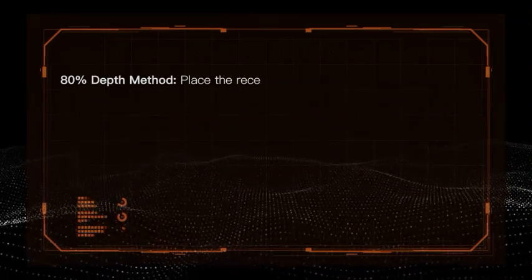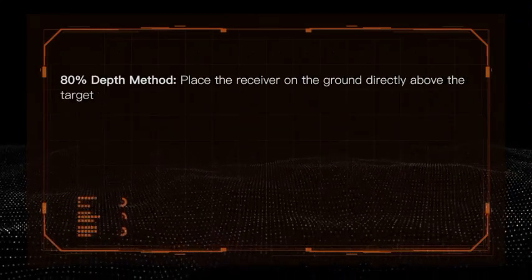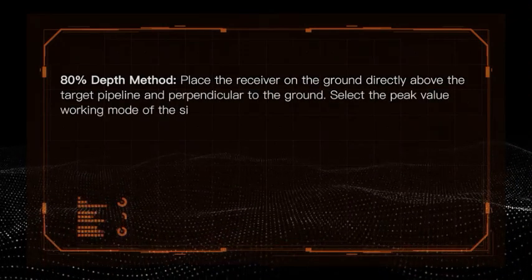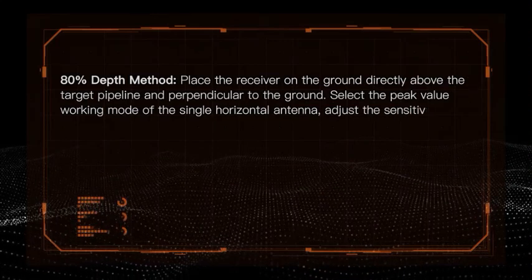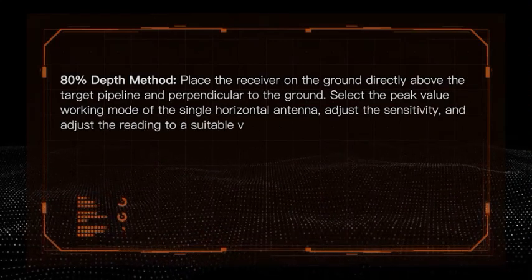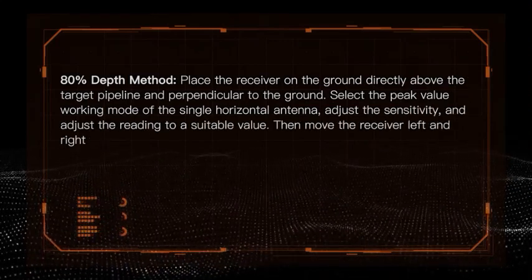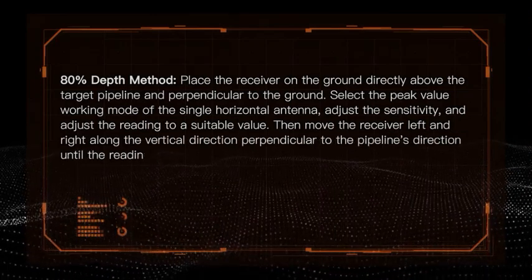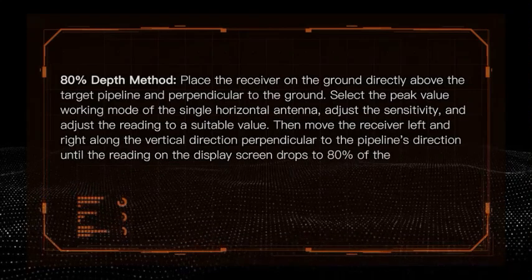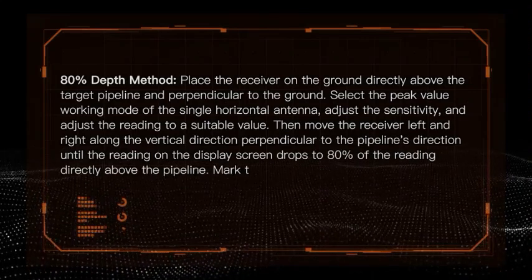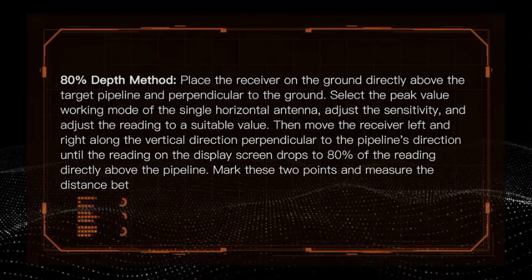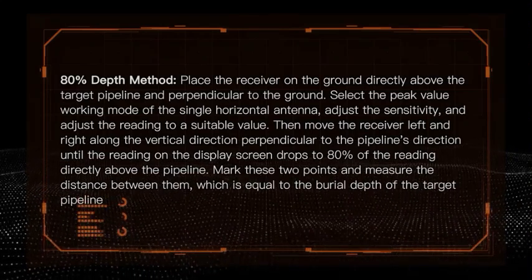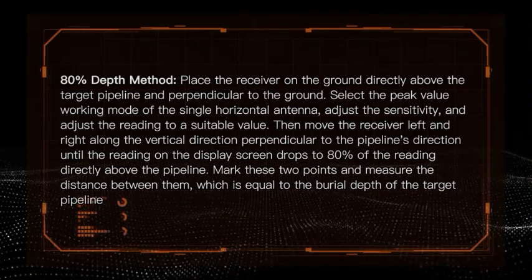80% depth method. Place the receiver on the ground directly above the target pipeline and perpendicular to the ground. Select the peak value working mode of the single horizontal antenna. Adjust the sensitivity and adjust the reading to a suitable value. Then move the receiver left and right along the direction perpendicular to the pipeline until the reading on the display screen drops to 80% of the reading directly above the pipeline. Mark these 2 points and measure the distance between them, which is equal to the burial depth of the target pipeline.